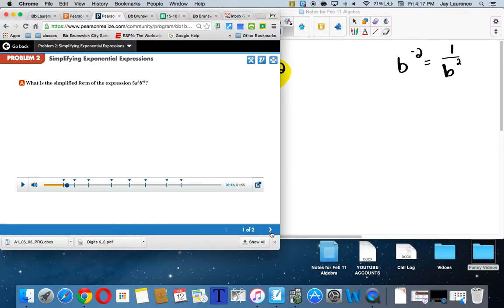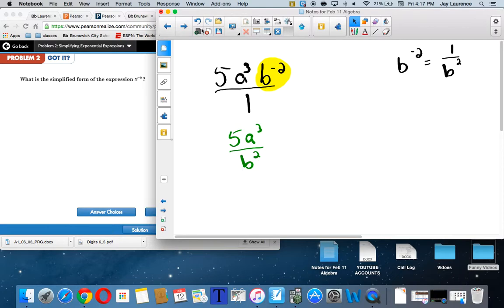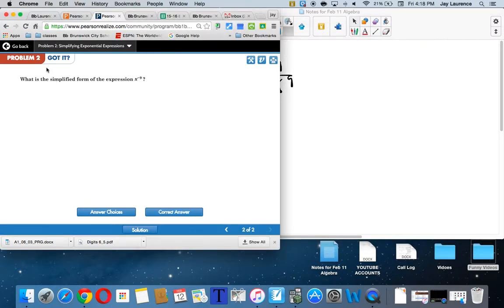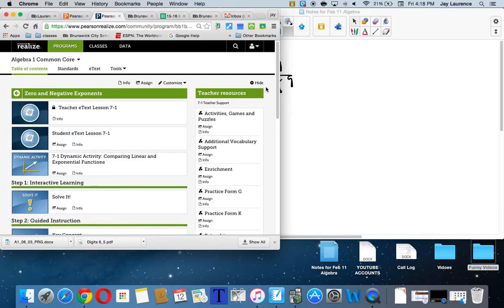Okay, let's see what the second one says. The second one says, what is the simplified form of x to the negative 9th? Well, x to the negative 9th is the same as 1/x to the 9th, right? Okay, hopefully you're catching on. This should be really easy. Let's go to one more section, see if they get a little bit trickier.